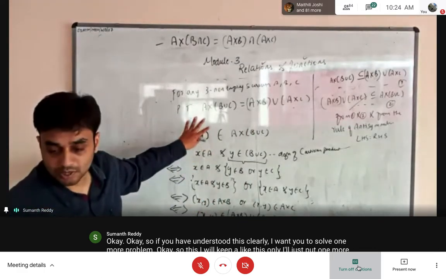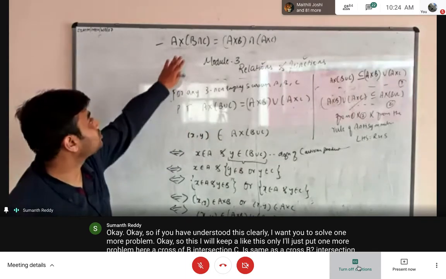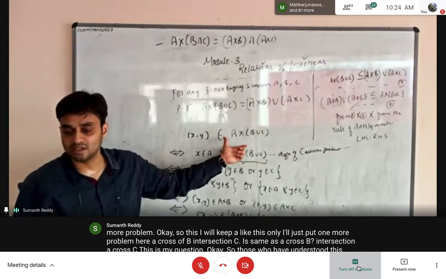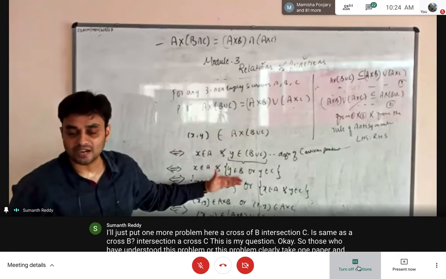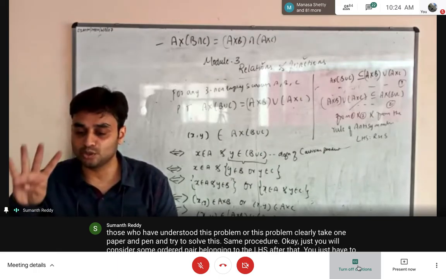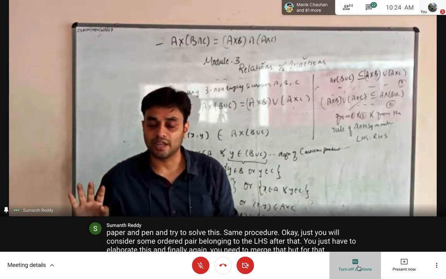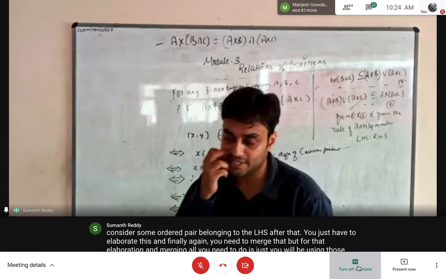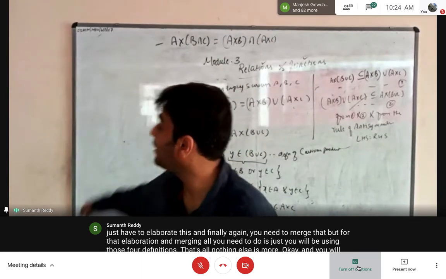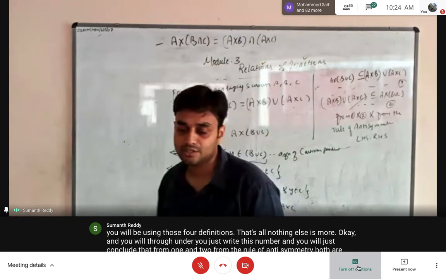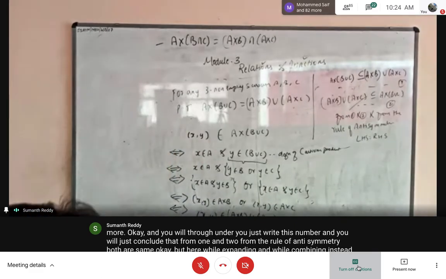Those who have understood this problem clearly, take one paper and pen and try to solve this. Same procedure. Just consider some ordered pair belonging to the LHS. After that, you just have to elaborate this, and finally again merge that. For that elaboration and merging, all you need is those 4 definitions. That's all. Nothing else. Then write the symbol and conclude that from 1 and 2, from the rule of anti-symmetry, both are the same. But here, while expanding and while combining, instead of union you have to use the intersection definition. So try to solve it. I'll give you some 5 to 10 minutes. Solve it, and if you have any doubts you can ask later.